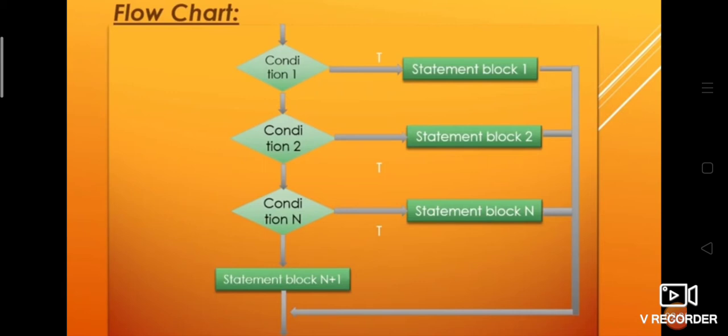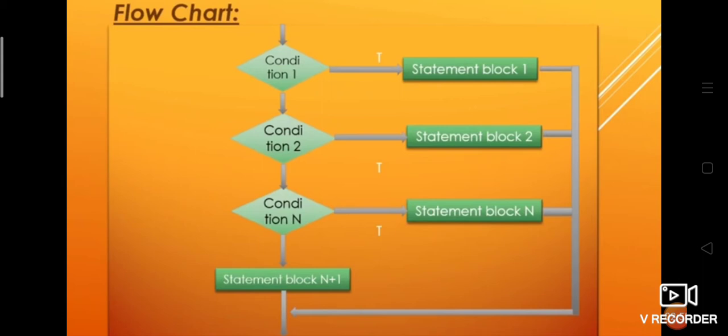So, you always have an else statement at the last, if none of the conditions is true. The statements following else, as per the flowchart here, the statement block n plus 1, will be executed. Now, look into the flowchart here.